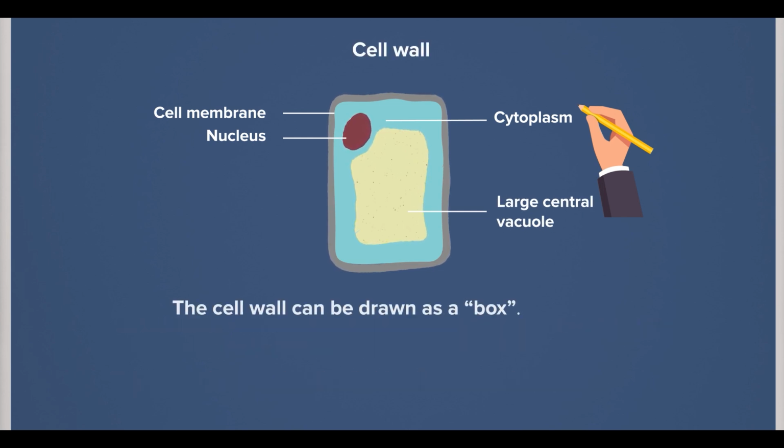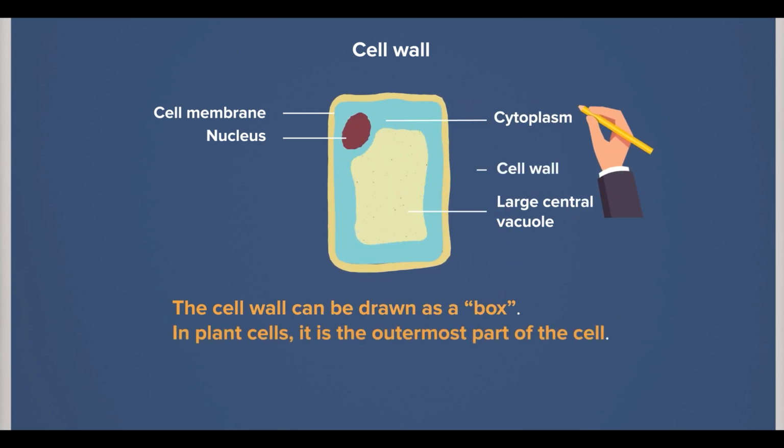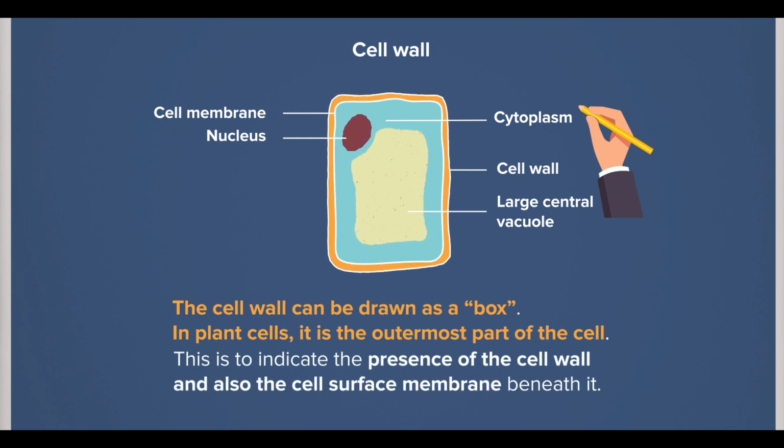Next, the cell wall. The cell wall can be drawn as a box. In plant cells, it is the outermost part of the cell. Thus, we should draw the cell wall with double lines. This is to indicate the presence of the cell wall and also the cell surface membrane beneath it. You don't need to draw a third line for a cell surface membrane. The second line will automatically represent the inner part of the cell wall and the cell surface membrane itself.